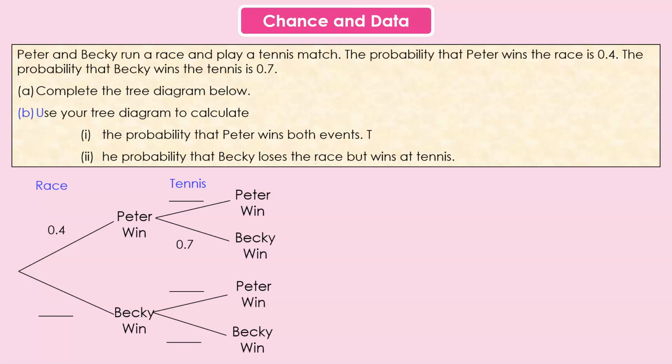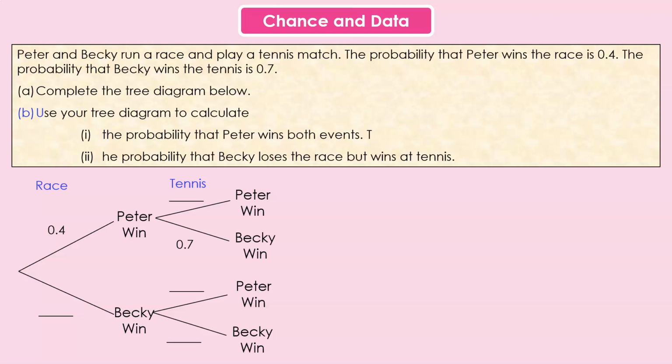Peter and Becky run a race and play a tennis match. The probability that Peter wins a race is 0.4. So because in this event, the race, there are 2 outcomes, either Peter wins or Becky wins, 0.4 means that there's a greater chance that Becky's going to win.